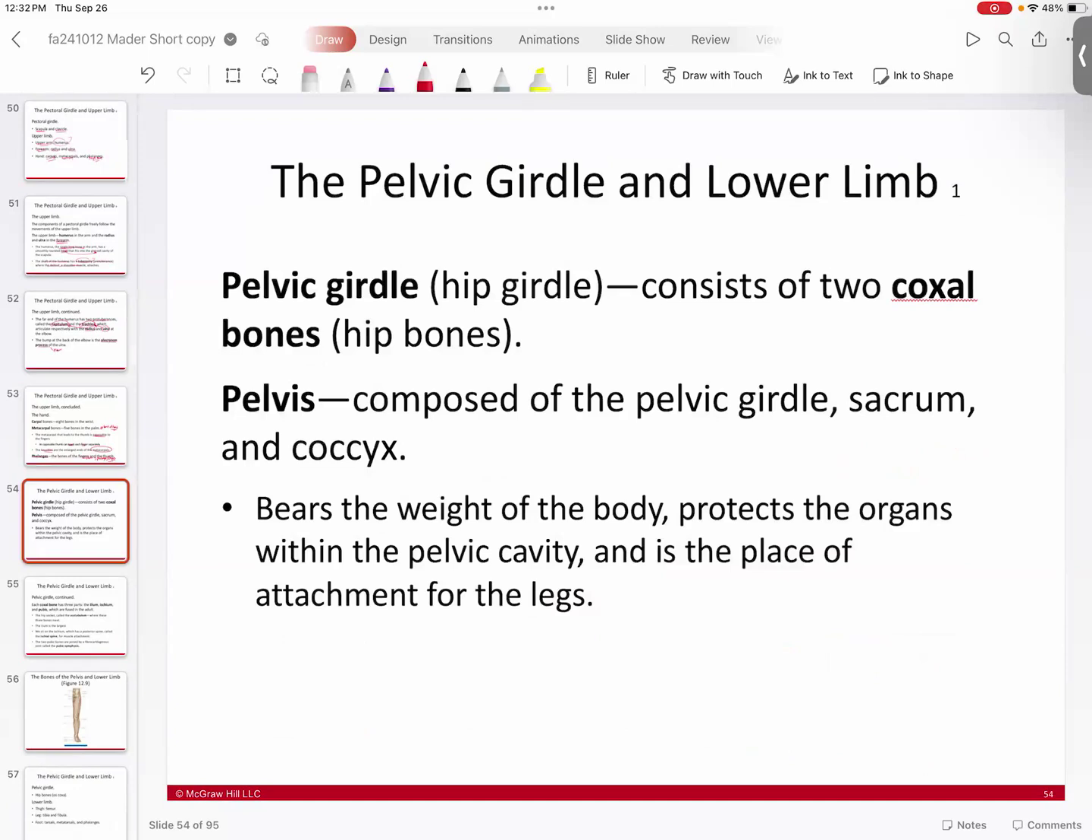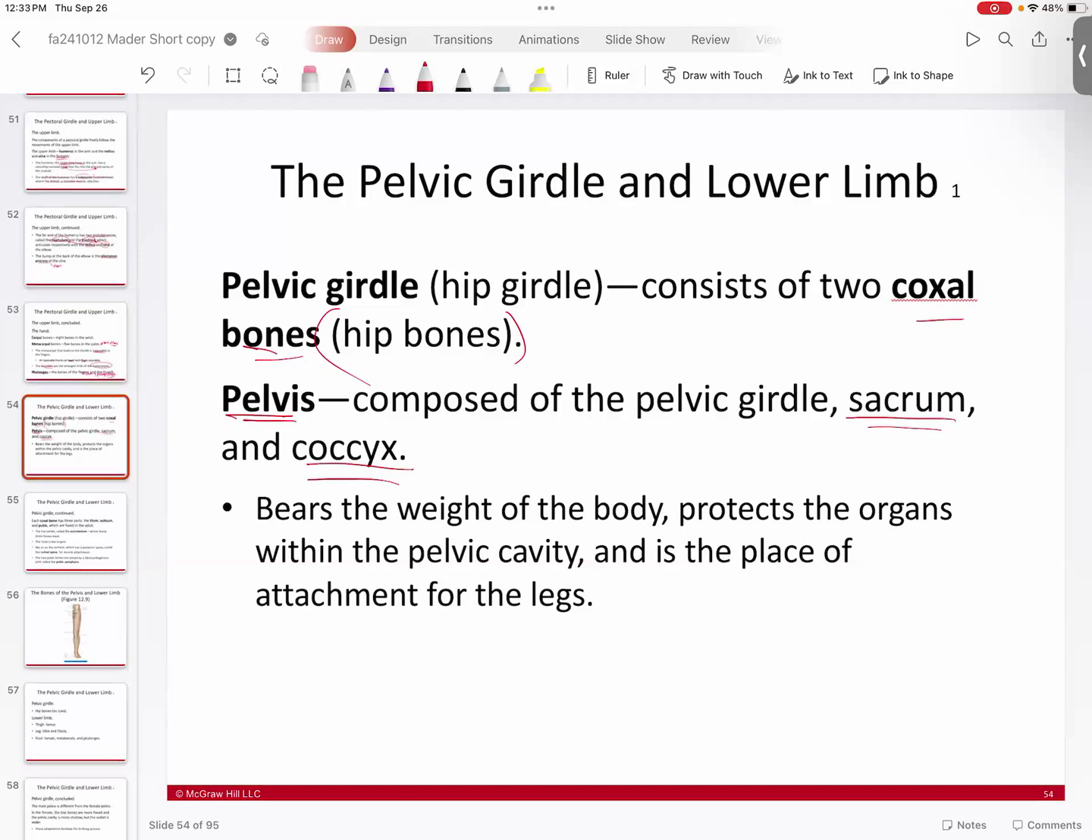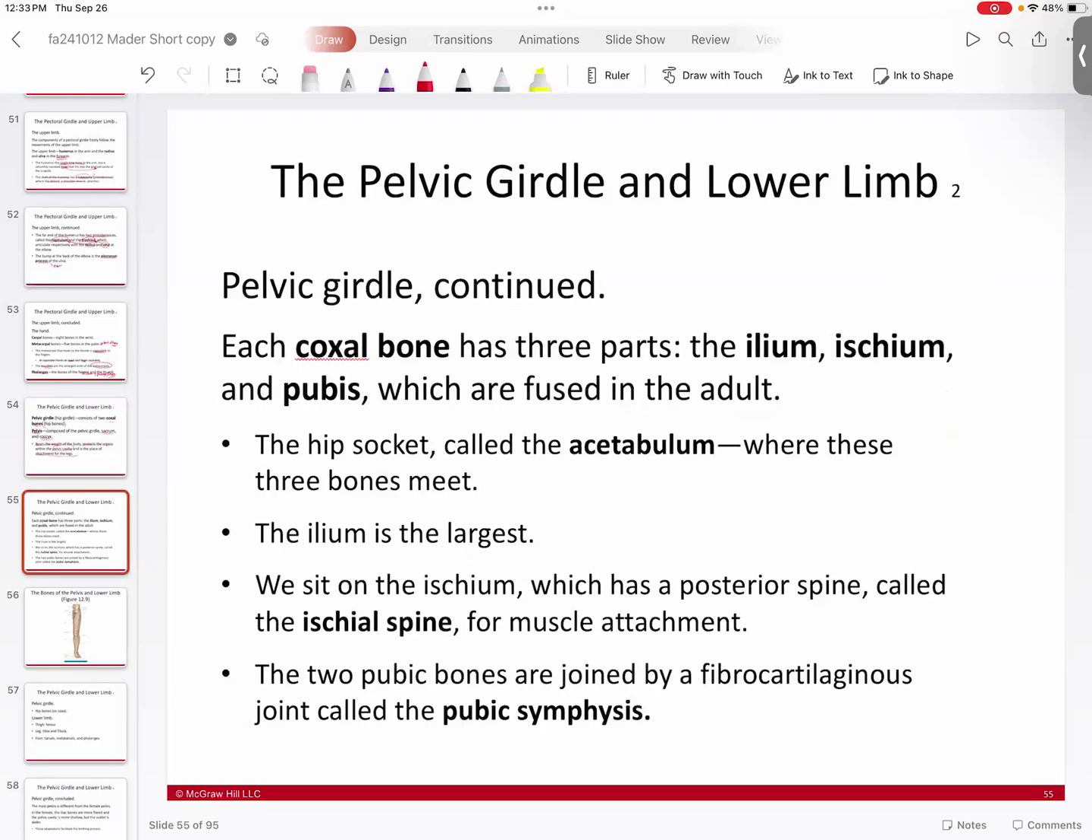Okay. So the pelvic girdle that we have, which is your hip girdle, consists of a couple things, right? First of all, the coxal bones, which are the hip bones proper, and the pelvis, which is associated with the pelvic girdle. You're going to add the sacrum and the coccyx in there as well. We'll take a look at what that looks like here in just a second. This is designed to bear weight. Remember, the pectoral girdle is designed to move and to give you flexibility in your upper body. This one is designed to bear your weight. It also is going to be protecting your organs. Your pelvic cavity, for instance, where your reproductive organs are, is going to be protected by your pelvic girdle, and it'll allow attachment for your legs.